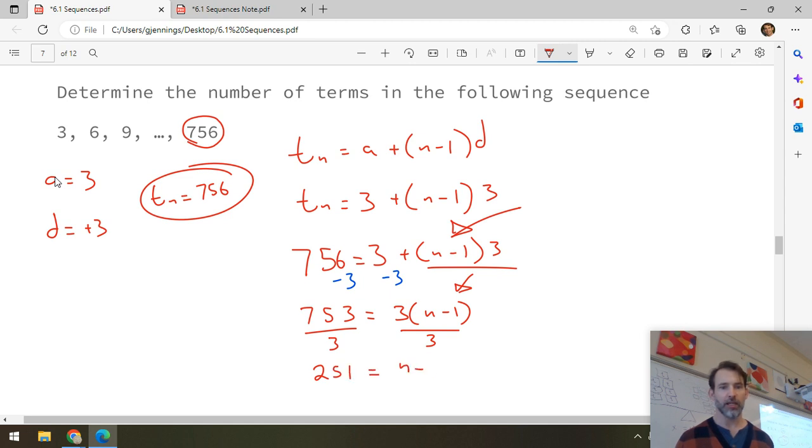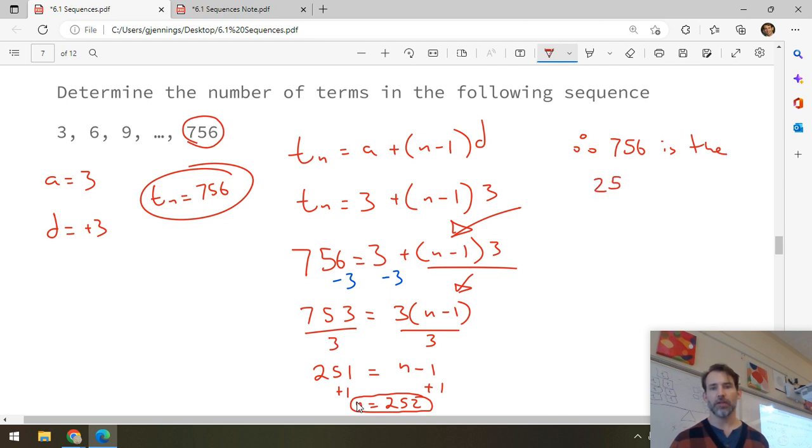251 equals n minus 1. And then here add 1 to both sides to clean that up. N equals 252. Yeah. So therefore, 756 is the 252nd term of this arithmetic sequence.